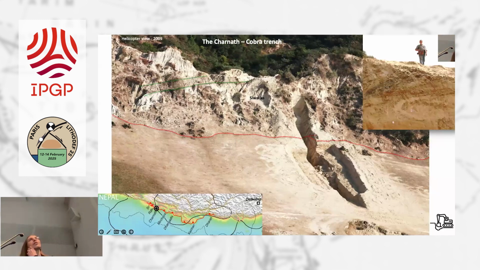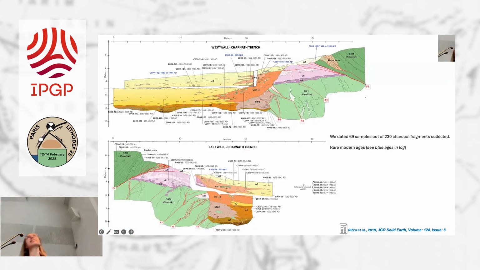So I will speak about the Charnath Kola trench. The Sir Kola site is here, and the Charnath Kola trench is a few tens of kilometers to the east. It's a huge trench, and as you can see, one of the walls collapsed. This is the paleoseismological log, and what we can see is rupture, and also huge colluvial wedges.